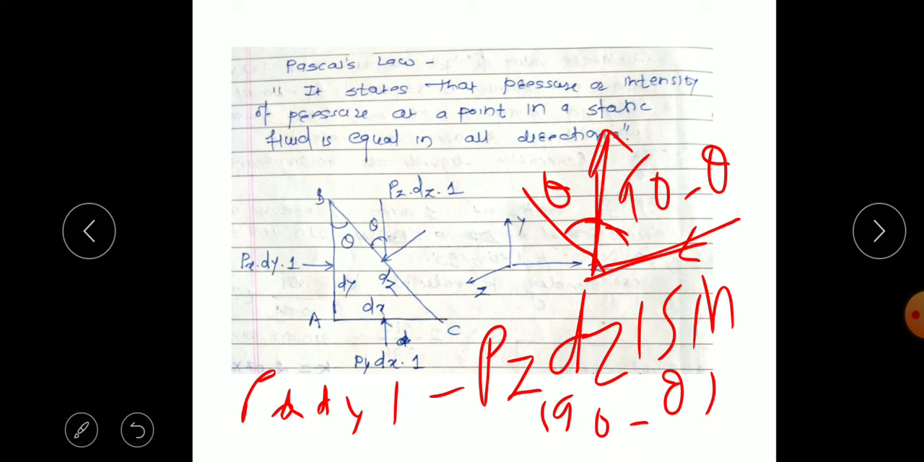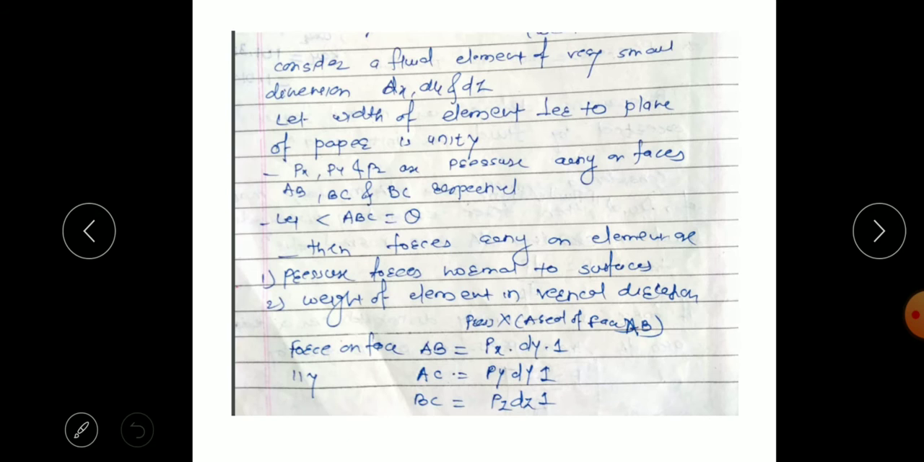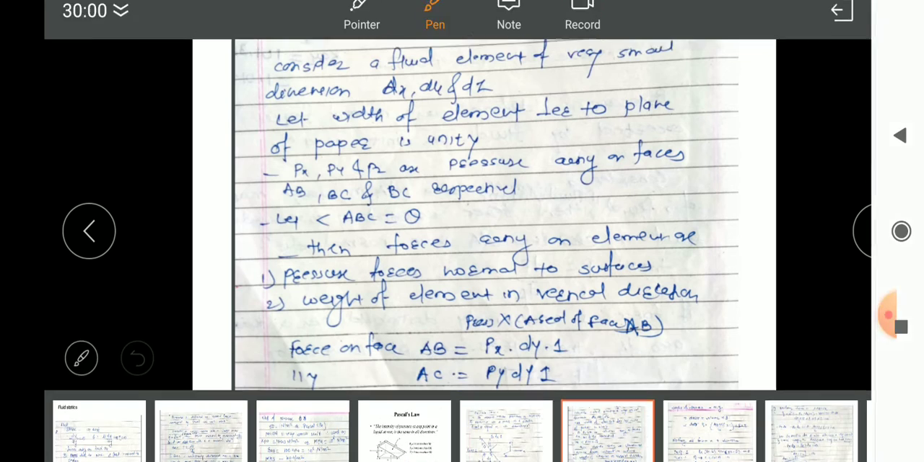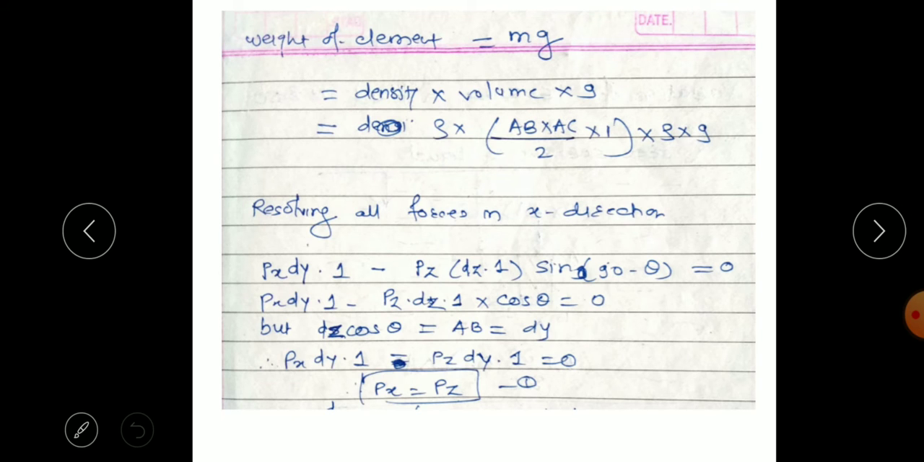So for this horizontal component, as we are resolving forces along the x direction, the horizontal component is px dy1, and this is negative because it is in the opposite direction. So pz dz sine 90 minus theta. So we can see here, resolving forces in the x direction will be px dy1 minus pz dz1 sine 90 minus theta. So sine 90 minus theta is cos theta. So we can replace sine 90 minus theta with cos theta.